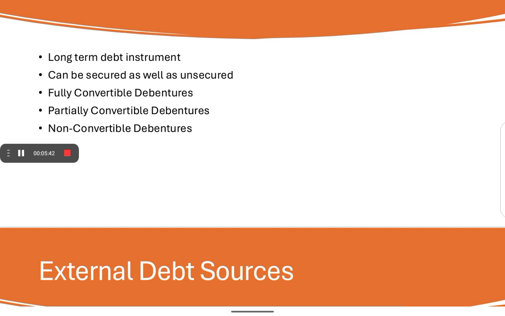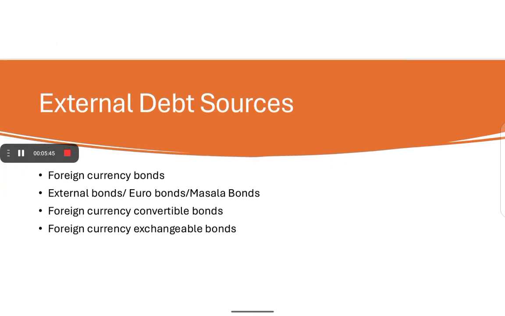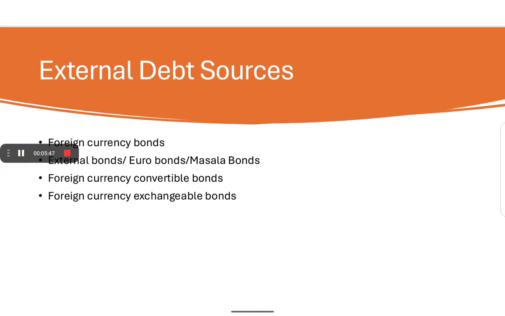Let's come to another topic, that is external debt sources. That is when a company takes debt in a foreign currency or from a foreign market. These are foreign currency bonds. These are bonds which are issued in another country, in the foreign currency or in the domestic currency of the place where the bonds are issued. Foreign currency bonds are such bonds.